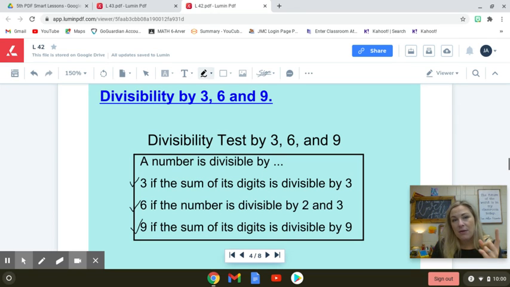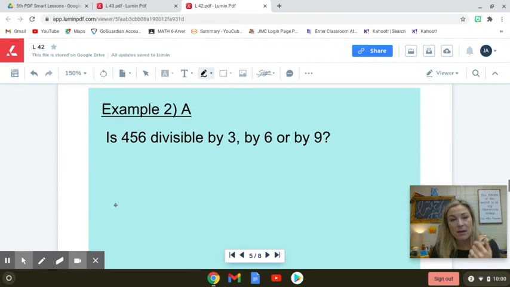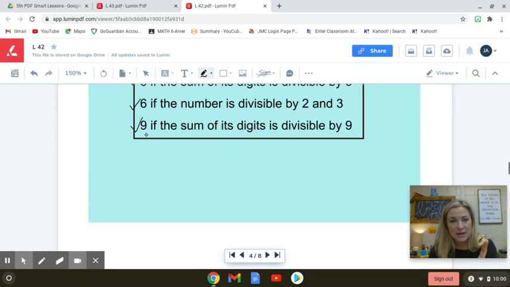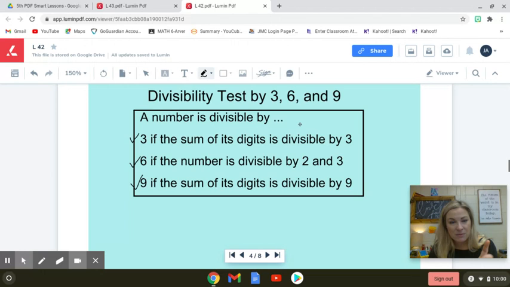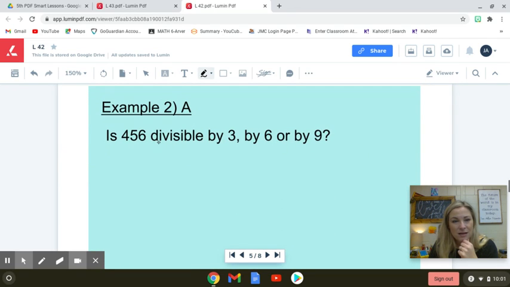I'm going to scroll down and we're just going to do one quick example together and apply all of these divisibility tests and determine if this number is divisible by 3, 6, or 9. So the number is 456. Pause your video, because now that they're off the screen, here's another quick glance at these. Sum of the digits divisible by 3, sum of the digits divisible by 9, and then the rule for 6, divisible by 3 and 2. Give this a try. The number 456, decide if it's divisible by 3, 6, or by 9. Unpause when you're ready to check.